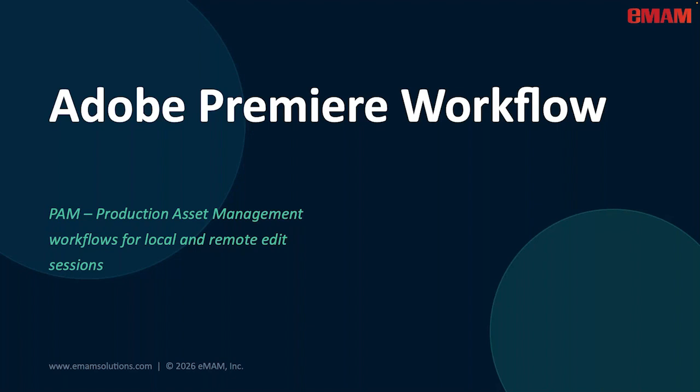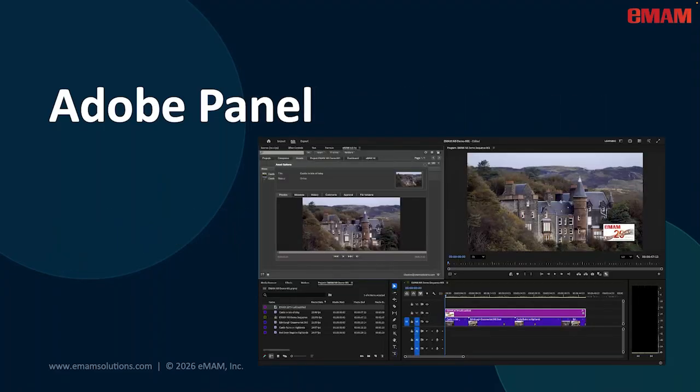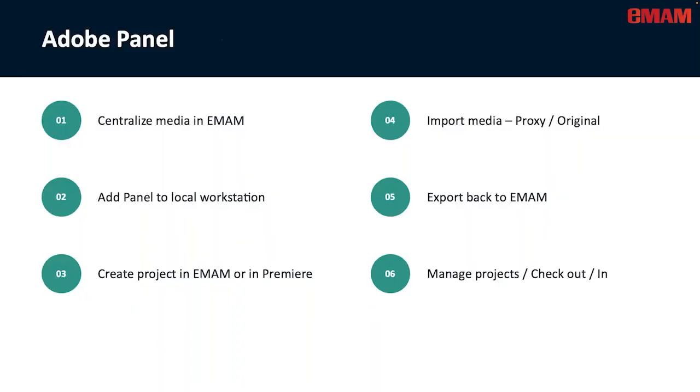But on the Premiere side, this is production management where media is centralized into the eMAM system, and then the media is available through the panel to find that content and import it into projects. So the way this works is you can first centralize the media inside of eMAM, or you can start with Premiere with media that's not in eMAM as yet. Once you're done with the edit session and want to create the sequence as a new asset, you can upload all of that media through Adobe Premiere and through the panel into the eMAM system.